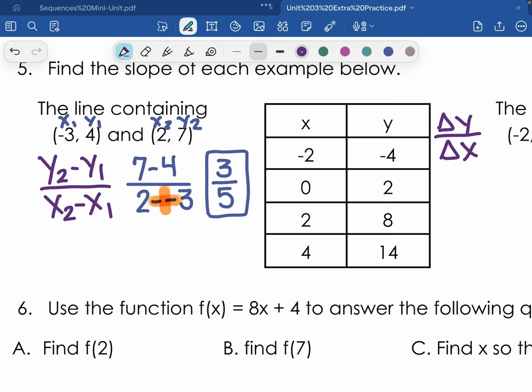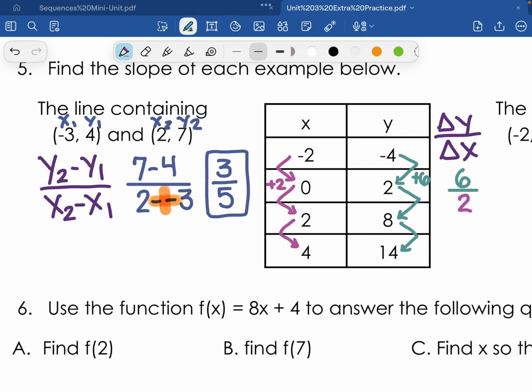On the table, the change in y means, look over here at the y values. If I go from negative 4 to 2, 2 to 8, 8 to 14, what is happening? I'm going up by 6. So my slope is 6 over. And then I look at the x side, negative 2 to 0, 0 to 2, 2 to 4. Those happen to be going up by 2. So my slope is 6 over 2.